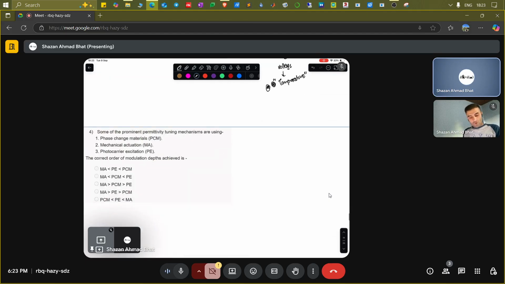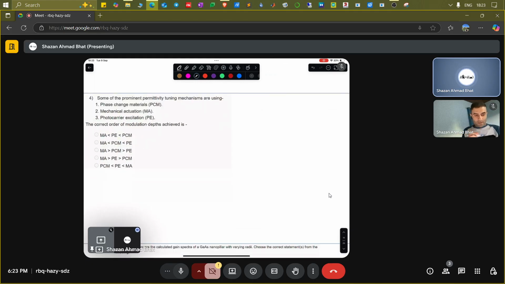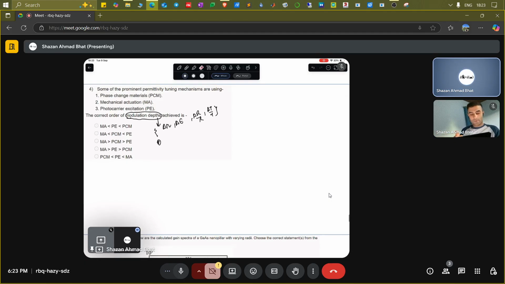Okay, so now there is a similar question, but we have to give the correct order of modulation depths. Modulation depths means how much is the change in the refractive index, or how much is the magnitude of change in permittivity or the reflectivity, or let's say the transmissivity, how much is the change happening in these particular systems. So we have to see, in which of these prominent permittivity tuning mechanisms is the modulation depth higher?